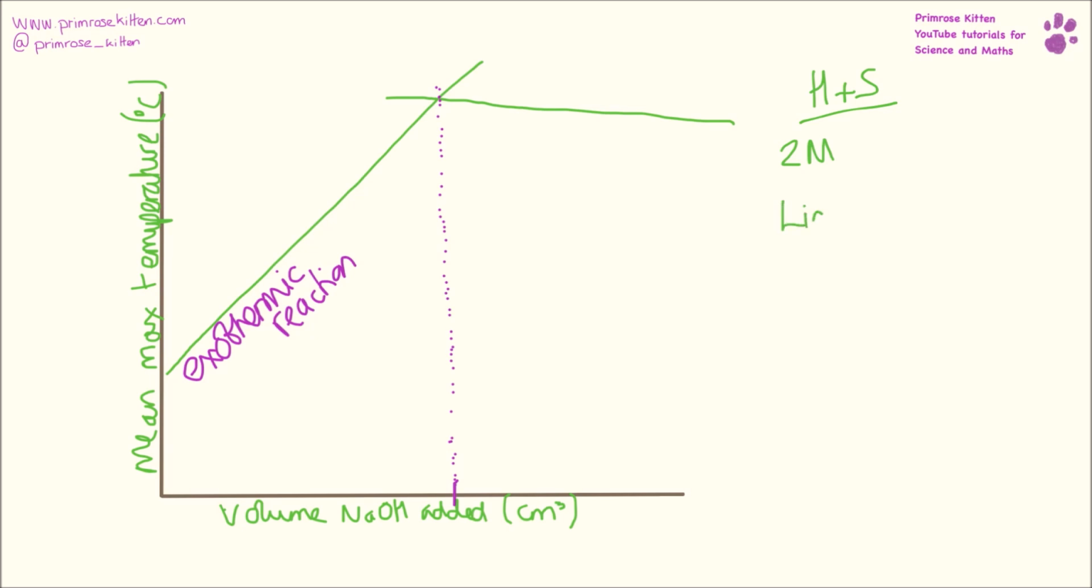Other questions could be why you put a lid on the cup. That's to stop the temperature escaping. Polystyrene lid, polystyrene cup, both of those are good insulators. That's to keep all of it in. Or why you have it in a beaker, that's to keep it stable so that it doesn't topple over.